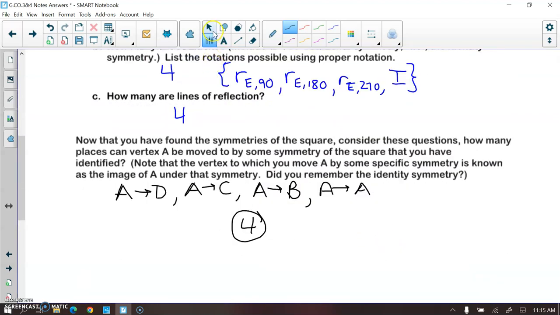All right, that brings us to the end of levels 1 through 3. We're now going to move on to level 4.